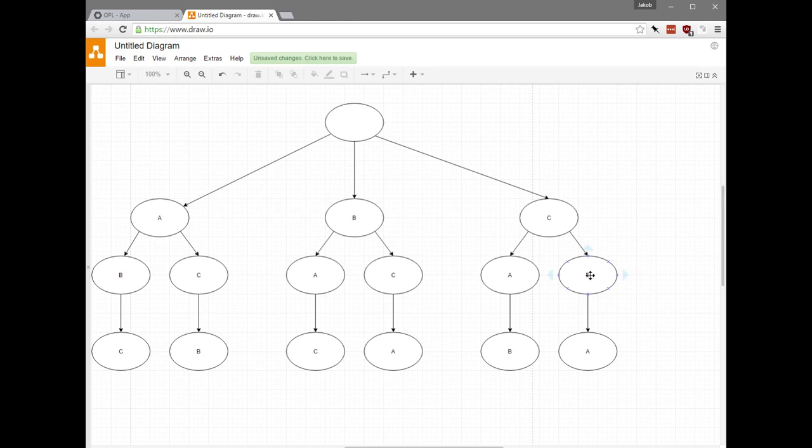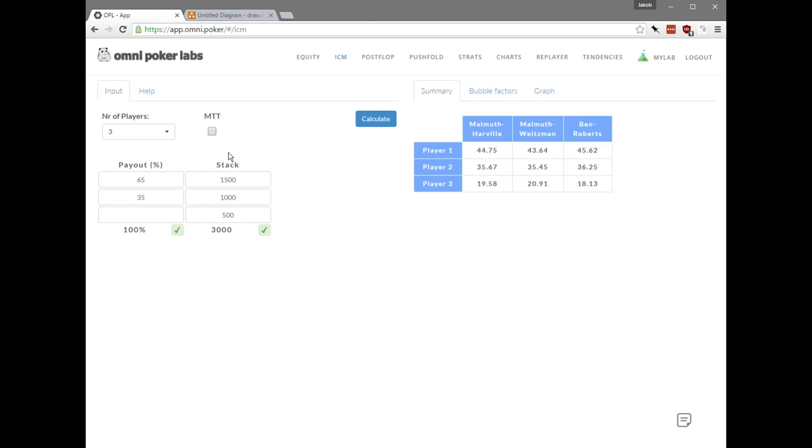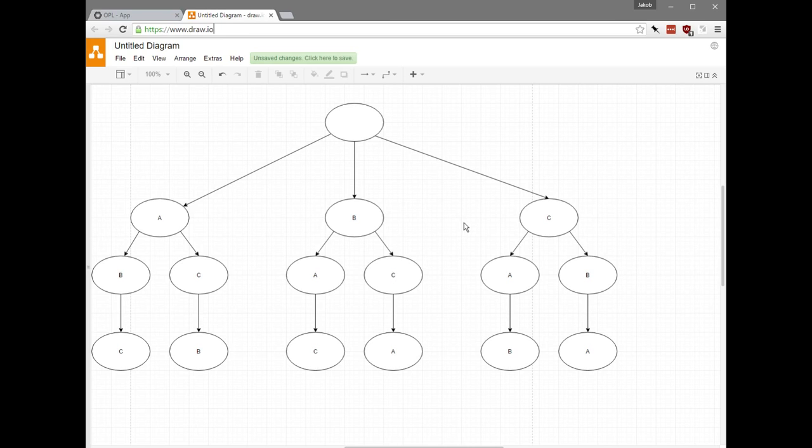And then we use a formula to determine, given this chip distribution, how likely it is that player A is eliminated first, how likely it is that player B is eliminated first, and how likely it is that player C is eliminated first. And in this case, with this chip distribution, where player A is the big stack and player C is the small stack, it will be most likely that player C is eliminated first and least likely that player A is eliminated first.